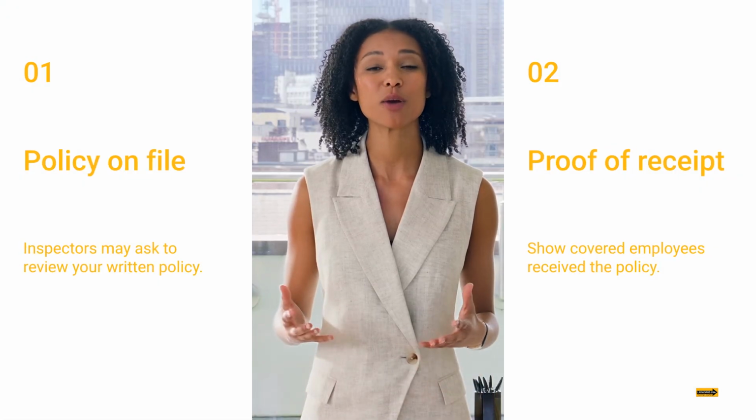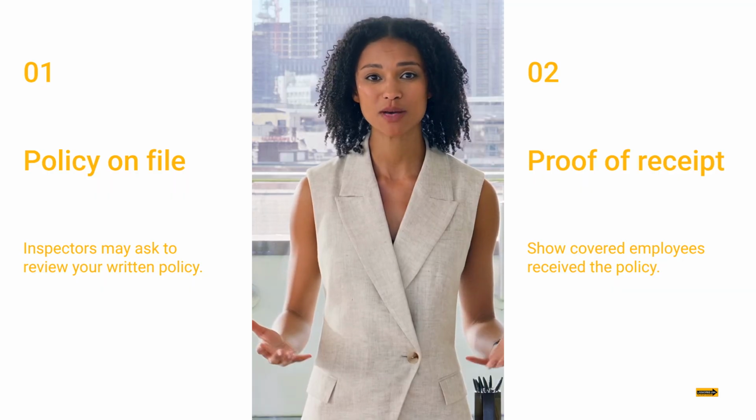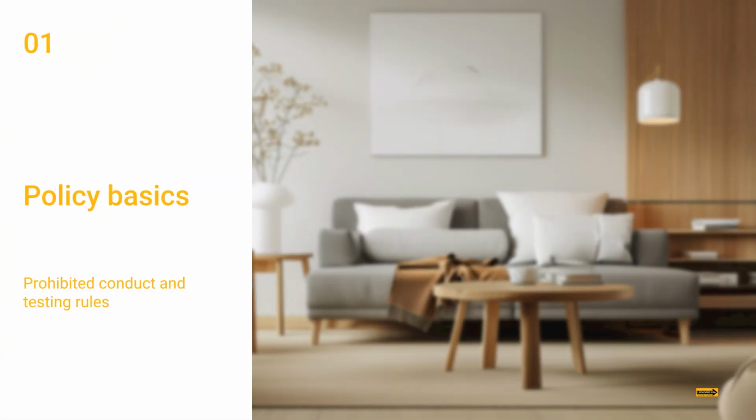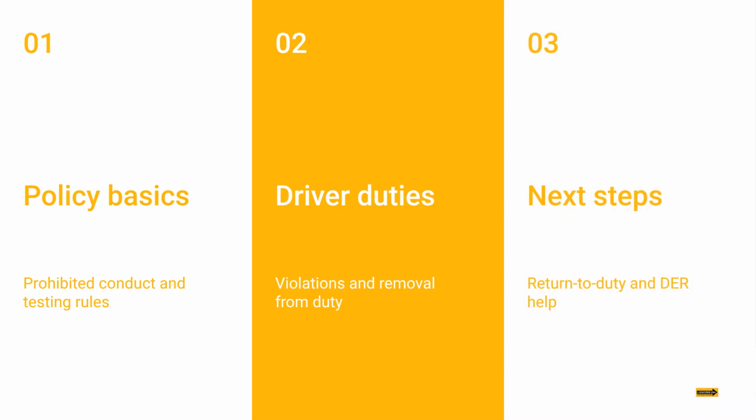Inspectors may ask to see your company drug and alcohol policy, and they may also want proof that every employee actually received it. That policy should spell out prohibited conduct, when testing happens, what drivers must do, what happens if they violate the rules, when they're removed from safety-sensitive work, how return to duty works, and how they can get help through the DER.